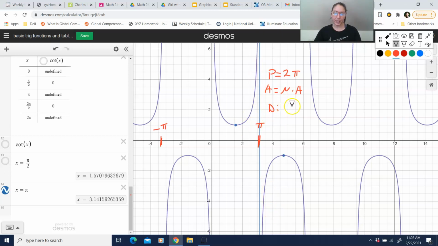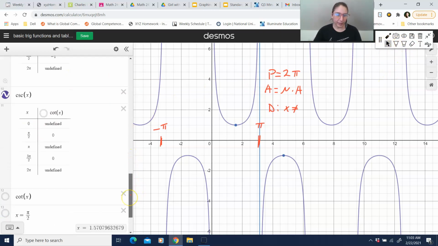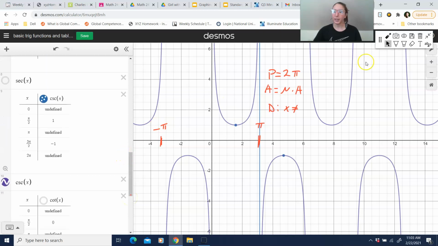Domain is everybody except, right, because we have some undefineds. Domain is, oops, and I'm doing that for cotangent, which is not what I want. Domain is everybody except, there's my cosecant graph. Domain is everybody except for multiples of pi. 0 pi, 2 pi, 3 pi, 4 pi, 5 pi, 87 pi, no thank you. So x is everybody except for multiples of pi. K means multiples of pi.